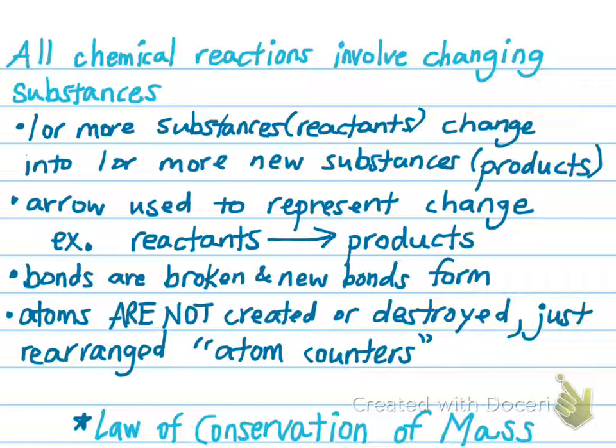Okay, so all chemical reactions involve changing our substances. We have our reactants. We use an arrow to represent that change. We put our reactants on the left. We put our products on the right, which are our new substances. We get bonds broken. We get new bonds formed. We have to follow the law of conservation of mass. For us, the way we're going to follow the law of conservation of mass is that atoms can't be created or destroyed. They're just rearranged. And so you're going to be counting atoms.